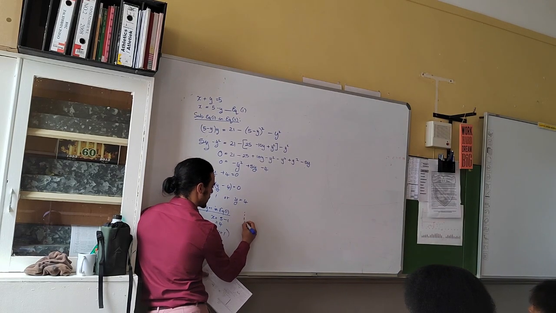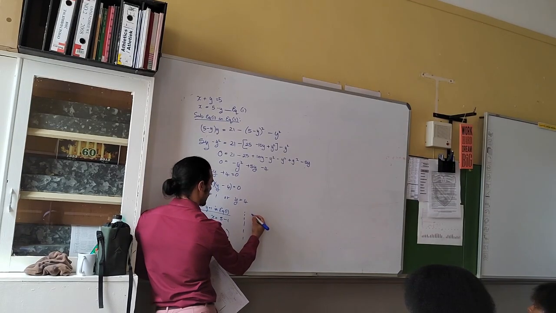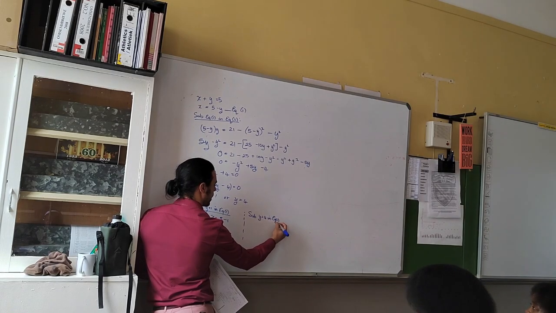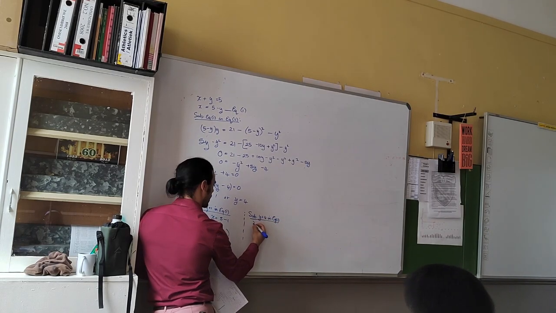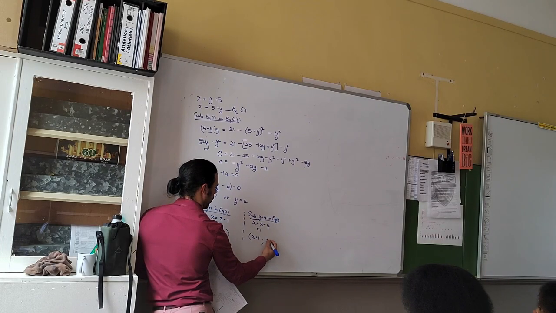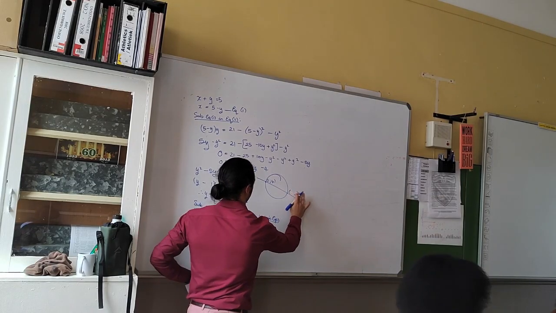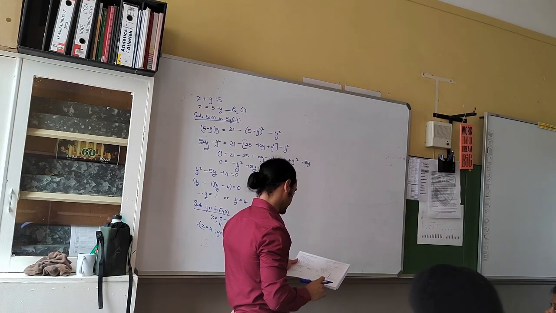Here's my first set of coordinates, and then I'm going to sub y equals 4 in equation 1. So then I'm going to say x is equal to 5 minus 4, which equals 1. So x equals 1, where y is equal to 4. These are two sets. I'm going to go on now.